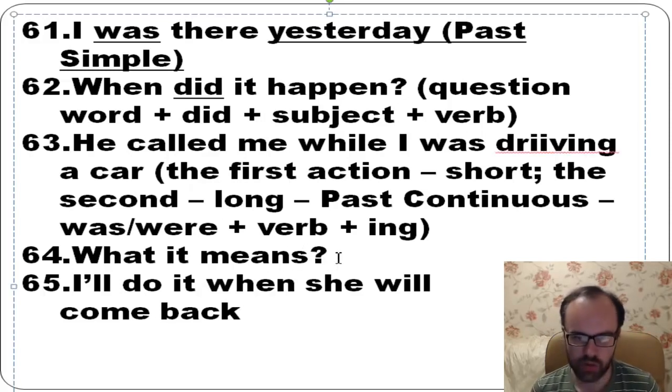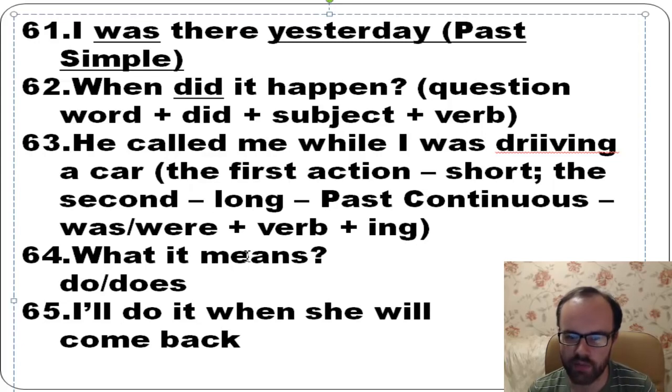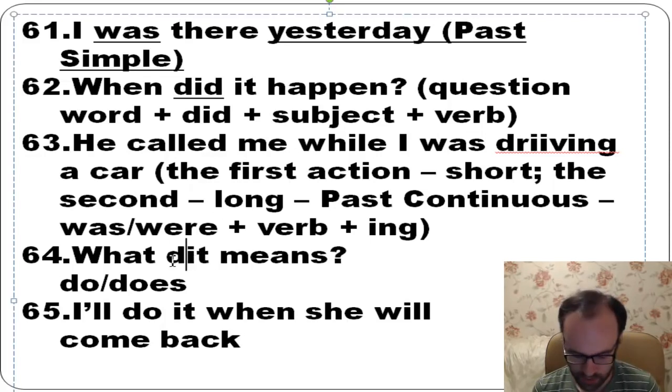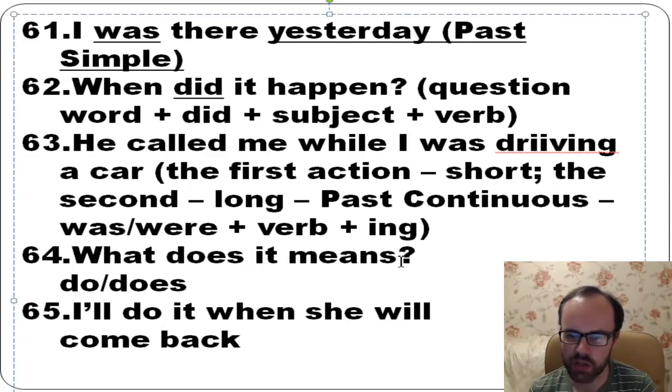And you know, so it's present simple. And we use do or does. So in present simple, if we have a verb, so mean is a verb, so if we have it, it's does. What does it mean? Okay, and one more.